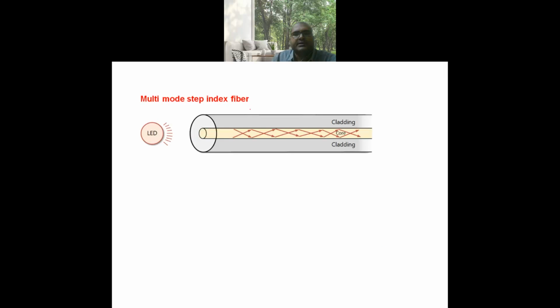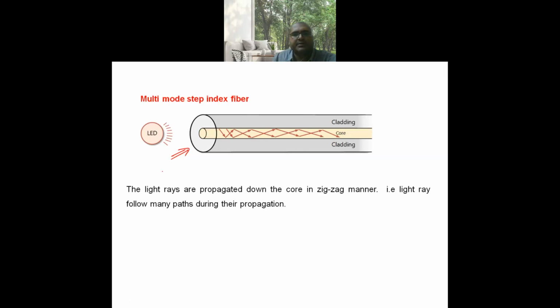Multi-mode step index fiber. You can observe the light propagation in multi-mode step index fiber. Here, these rays are meridional rays propagating through the axis of the fiber. The light rays propagate down the core in a zigzag manner. The light rays follow many paths during their propagation.